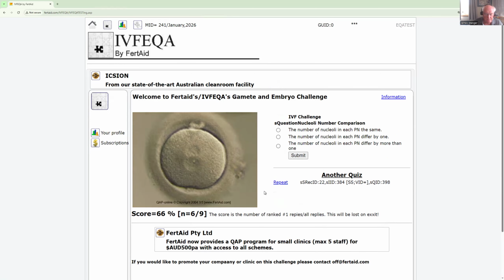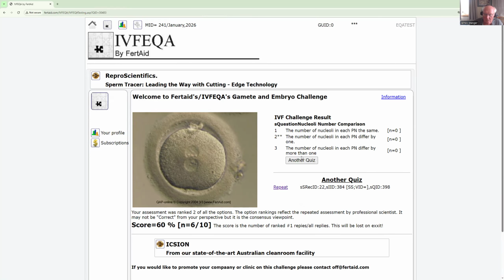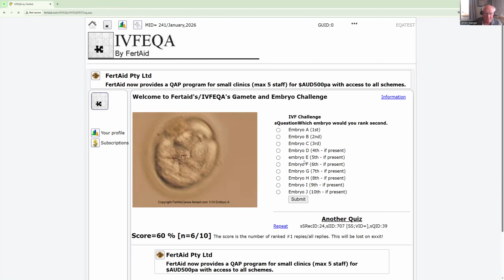And the last one, count the number of nuclei in each. You're comparing the number of nuclei in each. One of the original gradings for grading zygotes is how uniform the number of nuclei is in each pronucleus. In this case, I can see it's 3 and 4. So I would say that one. Okay, no one's answered that question. I think we better do another one.